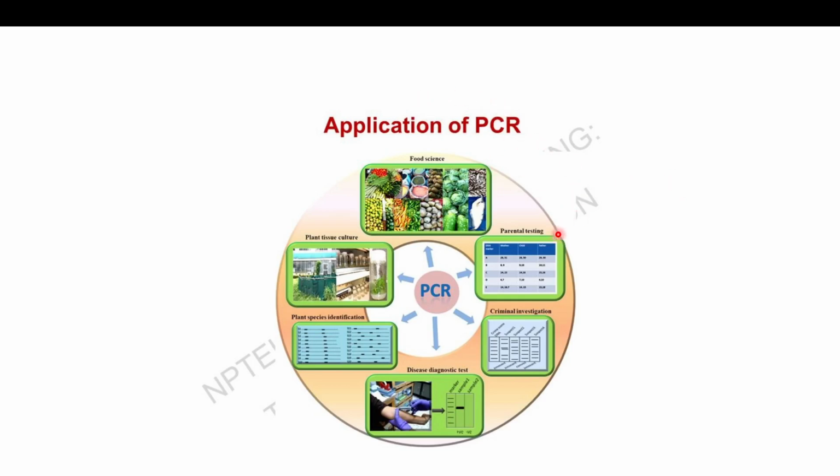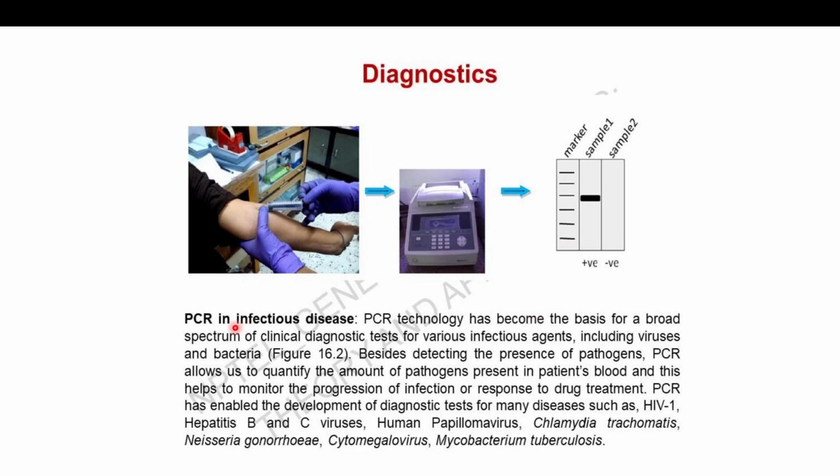Now, PCR can have various kinds of applications: in plant tissue culture, plant species identification, disease diagnostic tests, cloning, definitely cloning, food science, parental testing, criminal investigation, and diagnostics like PCR in infectious diseases. So this is what was done a few years back during COVID testing also, right?